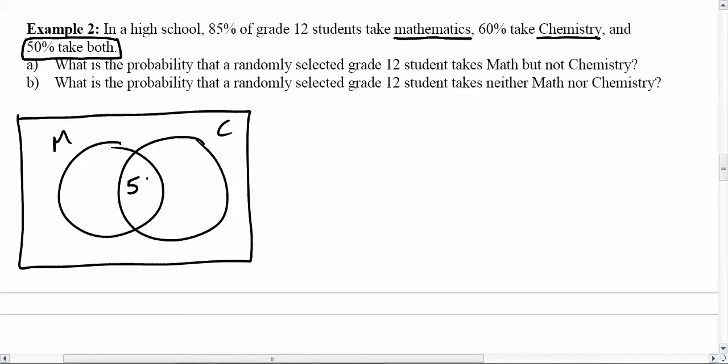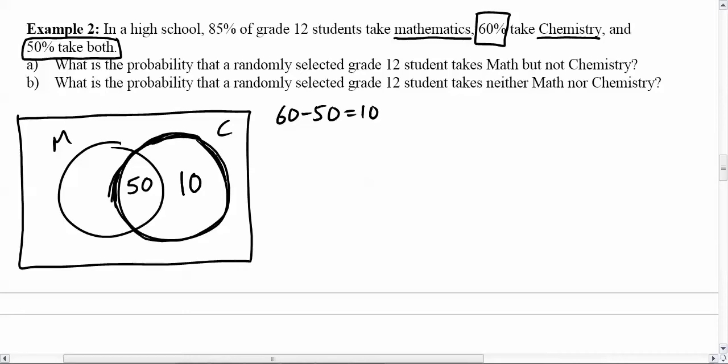So 50% take both math and chemistry. We've got 60% chemistry, so that means that all together in the chemistry circle we need the total to be 60. Which means that you have exactly 10% that are taking only chemistry. We know 85% are taking math, so we want 85 to be total in the math circle. So if we subtract the intersection, then we are left with how many percentage are taking only mathematics.